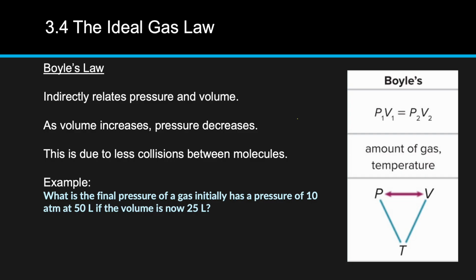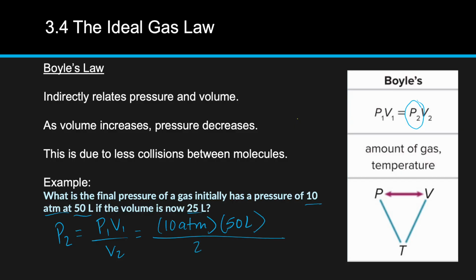What is the final pressure of a gas that initially has a pressure of 10 atm at 50 liters if the volume is reduced to 25 liters? We are looking for the final pressure, which means we are looking for P2. So our new equation would be P2 equals P1V1 over V2. Our initial pressure is 10 atm, our initial volume is 50 liters, and our final volume is 25 liters.